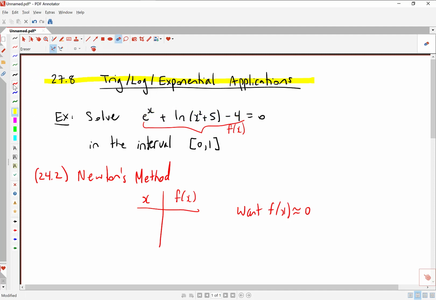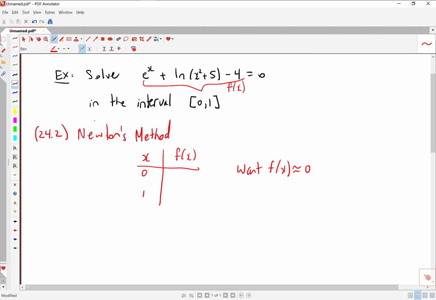So let's try plugging in here. We'll plug in the x value 0, we'll plug in the x value 1, and we'll just figure out which one of those is a better starting point. Plugging in to this function, if you were subbing in 0, you'd go e to the 0 plus ln of 5 minus 4. That comes out to about negative 1.39. And if you did the same thing with x equal 1, it comes out to about 0.51. So if we look at these two f of x values, the one that's closer to 0 is this one. Therefore, our starting x value is going to be 1. So let's use x0 equals 1.